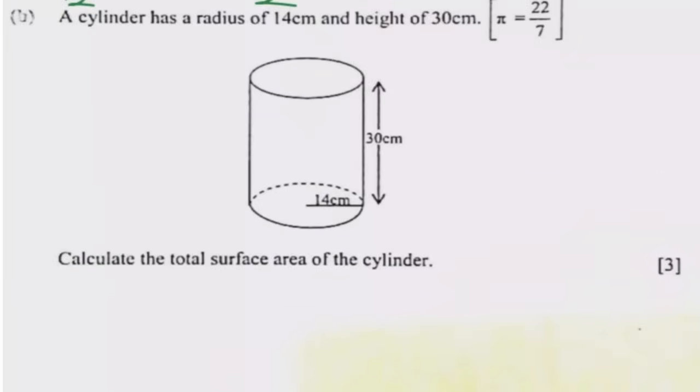A cylinder has a radius of 14 centimeters and a height of 30 centimeters. Take pi to be 22 over 7. So you need to take time and study the cylinder. If you have done, then we can go on to calculate the total surface area of the cylinder. So we want to calculate the total surface area of a cylinder.